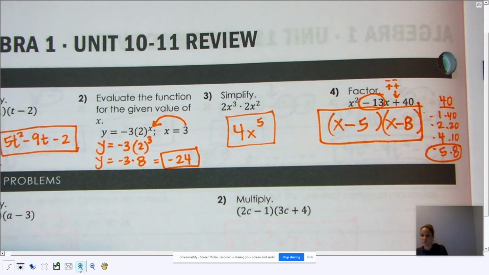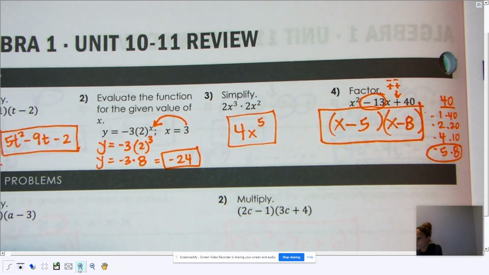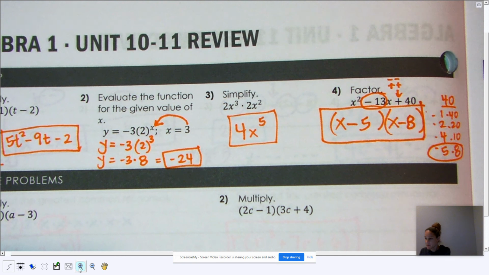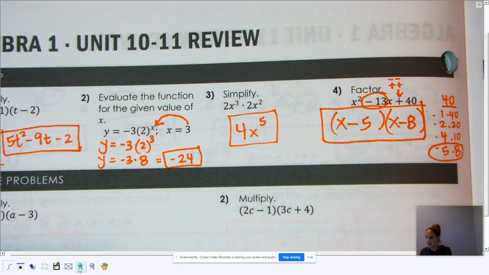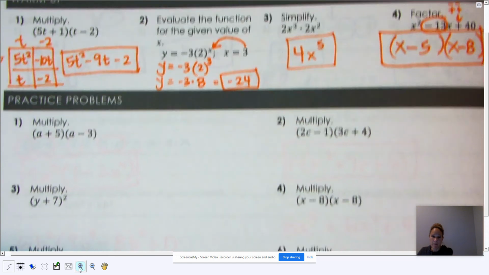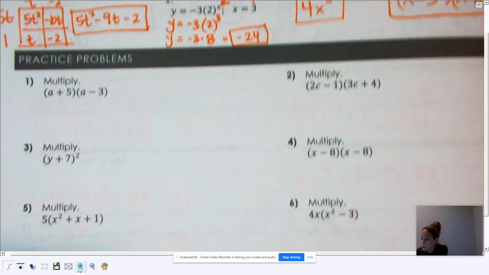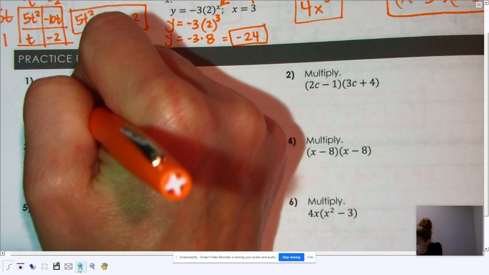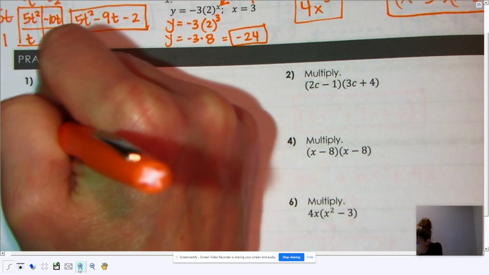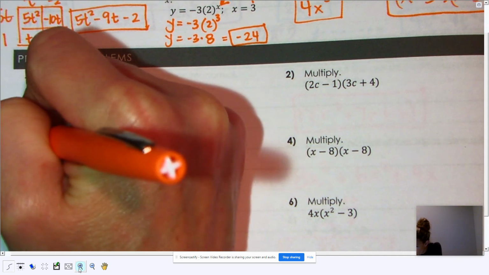Okay, next problem, problem number 1. We're going to go through your practice problems. So we're going to do a whole bunch of multiplying, and then we're going to do a whole bunch of dividing. Okay, so if we're going to multiply this, I'm going to use the box method just because it seemed like most of my students like that way the best.